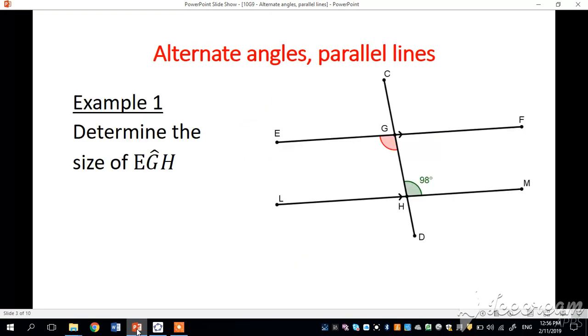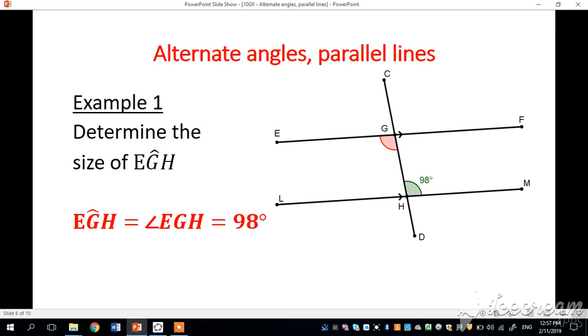Right, let's show you a quick example on how you'd write up an answer in a script. So here's example 1. Determine the size of angle EGH. EGH is this angle up here in red. And we can see that it's alternate to this 98. So we're going to say angle EGH, or if you prefer to write it as angle EGH with the angle sign out the front, which is 98 degrees.